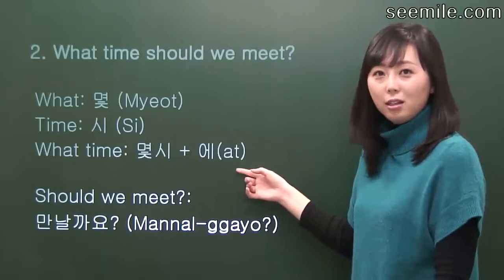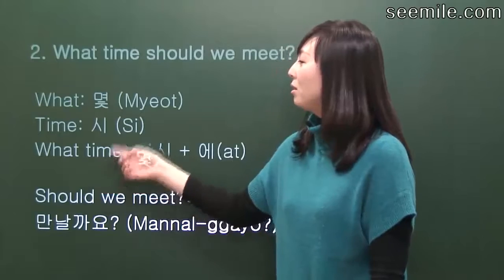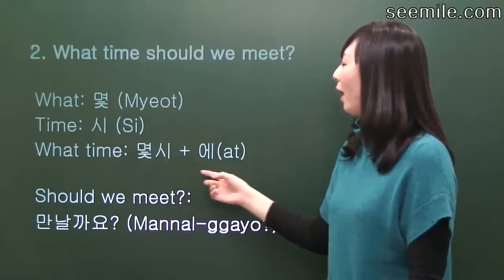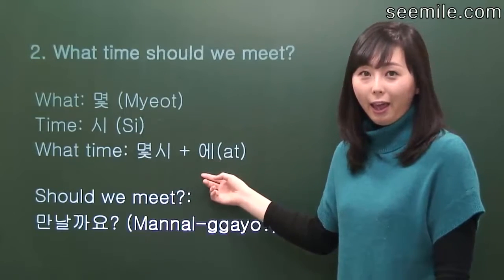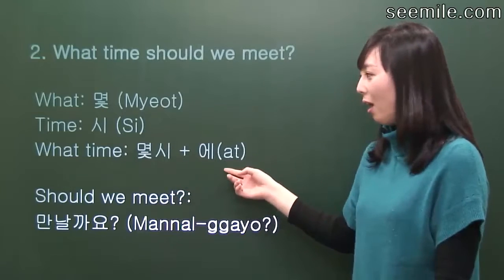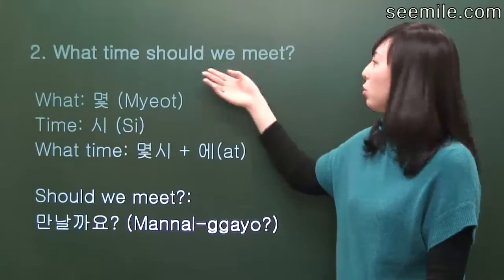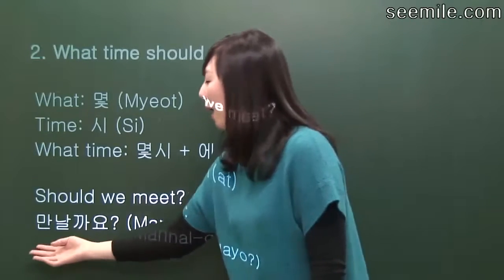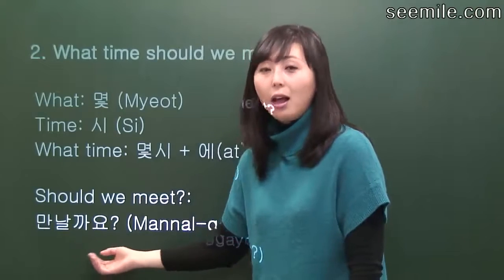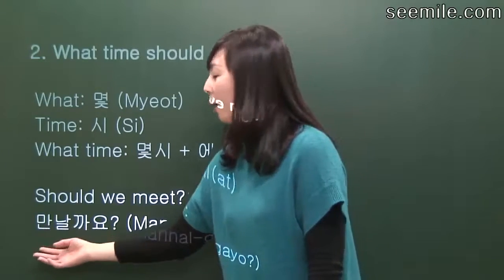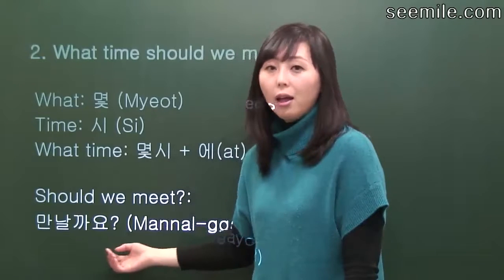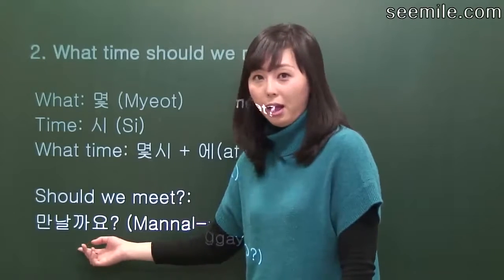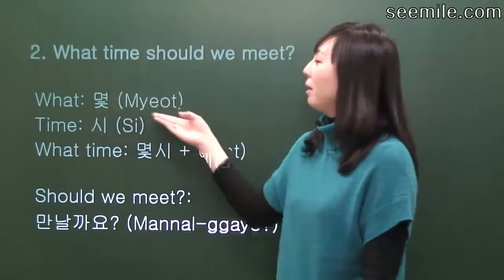It's at. Okay? So what time means 몇 시, but when you're talking about the time, you have to add time particle 에. So 몇 시에. And should we meet? 만날까요? One more time. 만날까요?